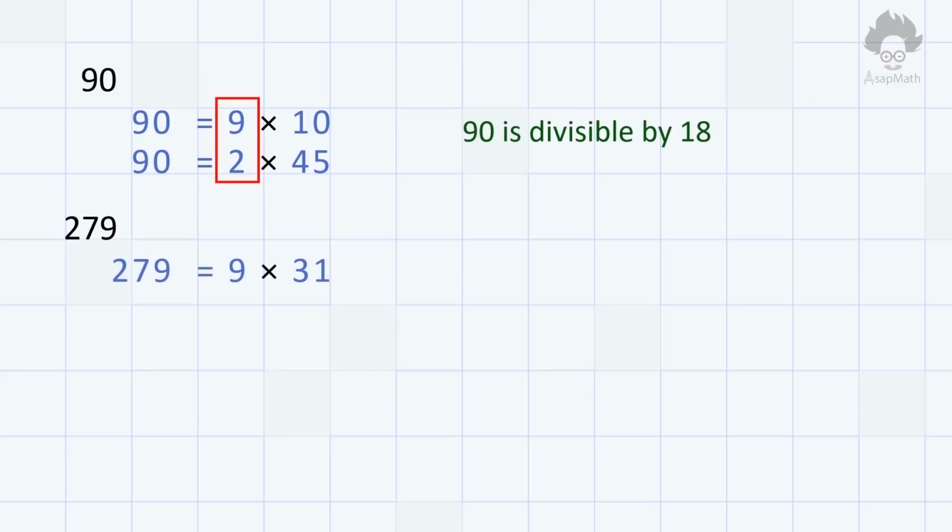This is divisible by 9 and it is not divisible by 2. So 279 is not divisible by 18.